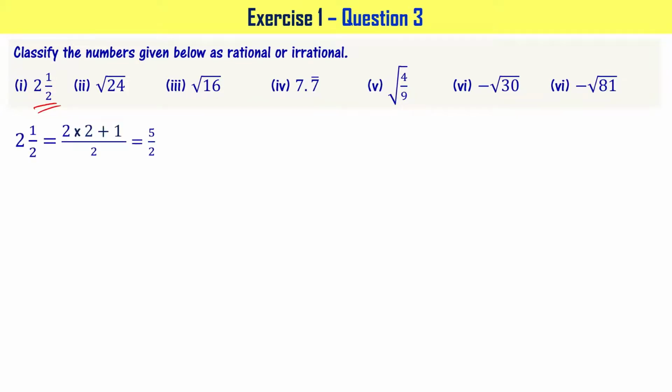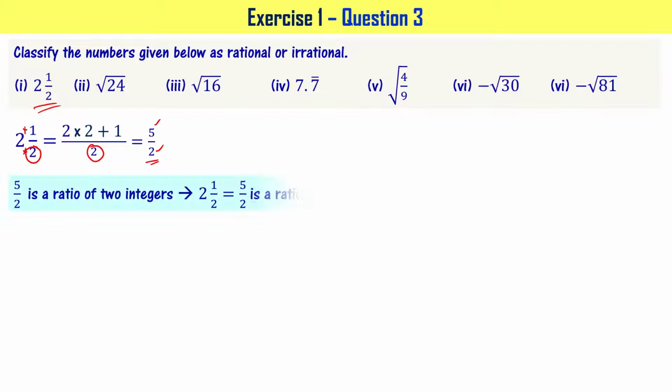2 1 by 2 can be written as 2 times 2 plus 1 divided by 2, right? This goes in the denominator, and 2 times 2 plus 1 goes in the numerator. So that is 5 by 2. 5 by 2 is a ratio of two integers, right? 5 and 2. We have two integers, 5 and 2. Their ratio is 5 by 2. For that reason, we say that 5 by 2 is a rational number.